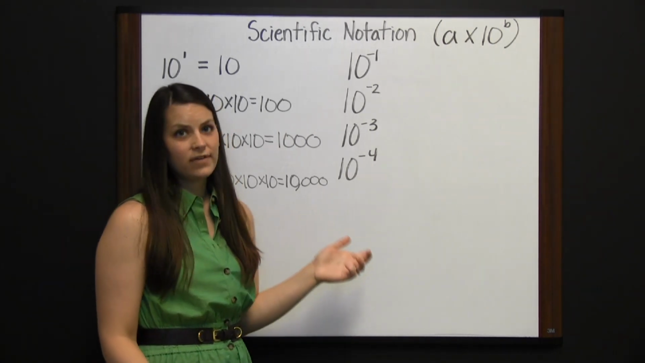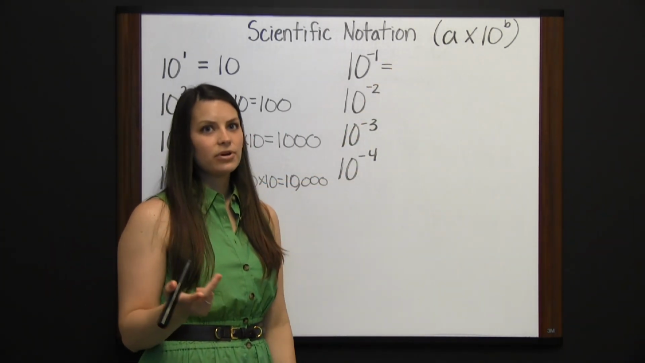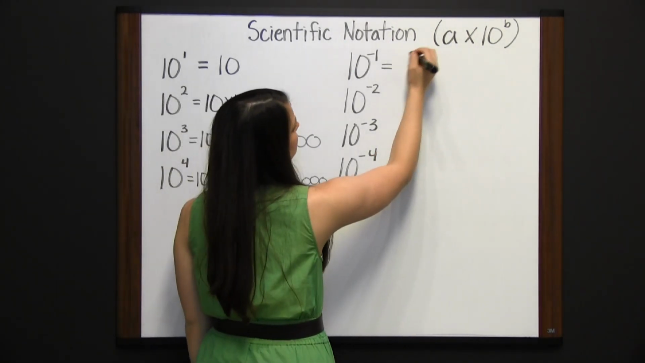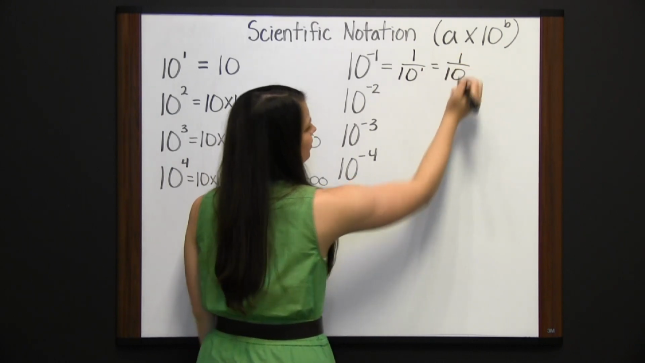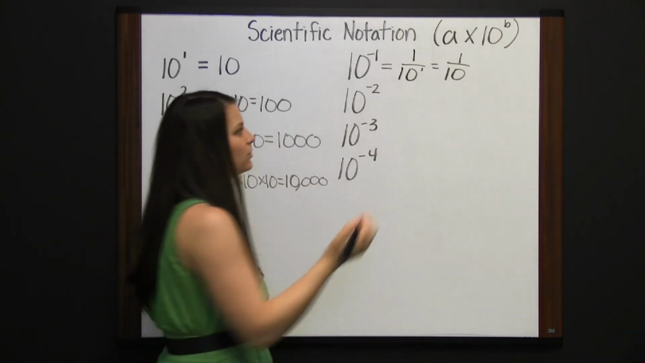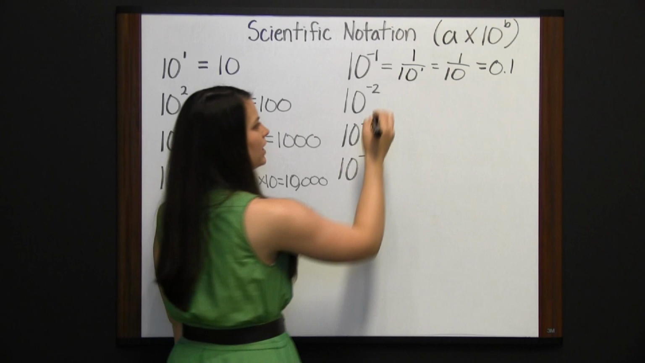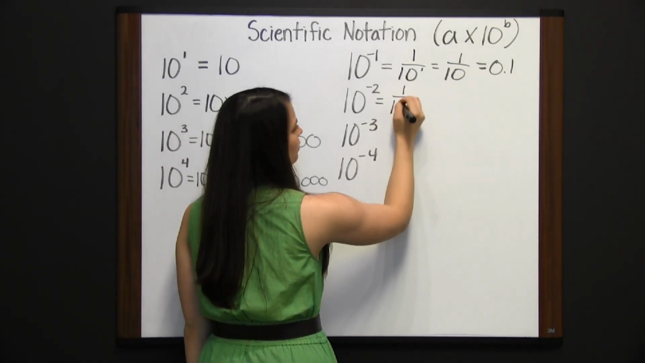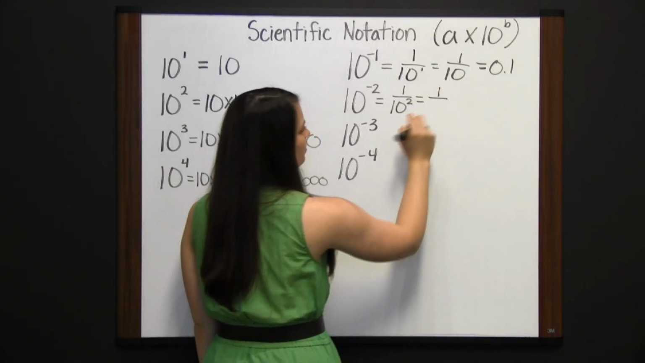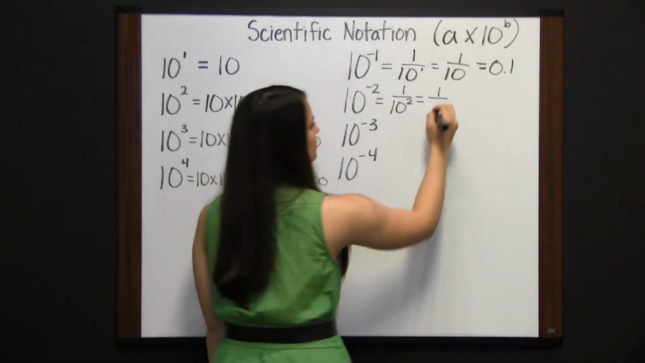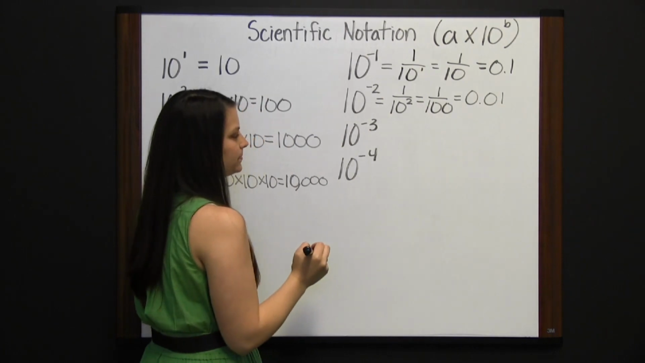To simplify a negative exponent, we're going to take the reciprocal, so we're going to flip it, of the number containing a positive exponent. So the reciprocal would be 1 divided by 10 to the first, or just 1/10. And 1/10 as a decimal is 0.1. We'll do the same for 10 to the negative 2. So we take the reciprocal with the positive exponent, 1 divided by 10 squared, which is 10 times 10, which is 100, or 1/100th as a decimal.